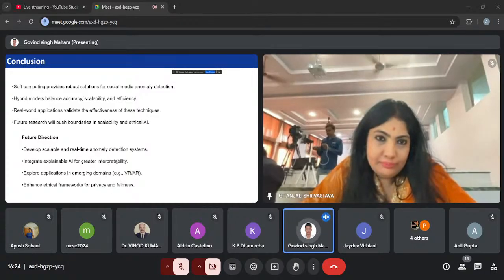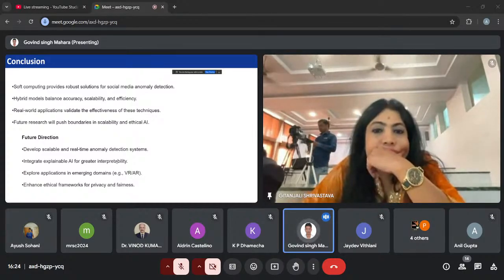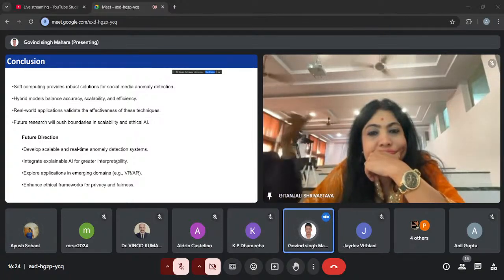So the conclusion is that soft computing provides a robust solution for social media anomaly detection. Hybrid models balance accuracy, scalability, and efficiency. Real-world applications validate the effectiveness of these techniques. Further research will push the boundaries and scalability of AI.